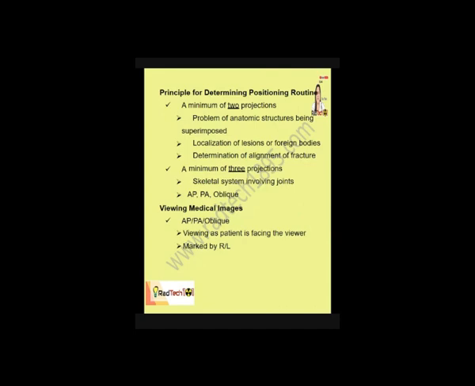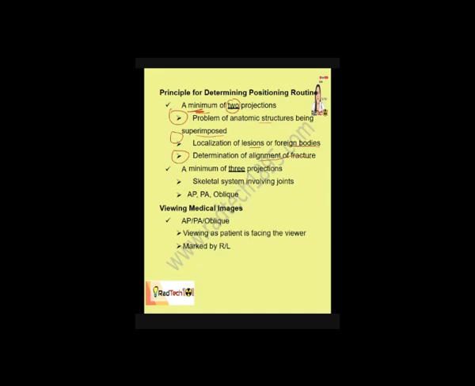So principle for determining positioning routine. A minimum of 2 projections when there is a problem of anatomic structures being superimposed. Kapag may superimposition, so it is required to have at least or minimum of 2 projections. So AP lateral or PA lateral. Localization of lesions or foreign bodies. Determination of alignment of fracture. So sa mga ganitong instances, so kailangan natin at least 2 projections, 2 exposures.